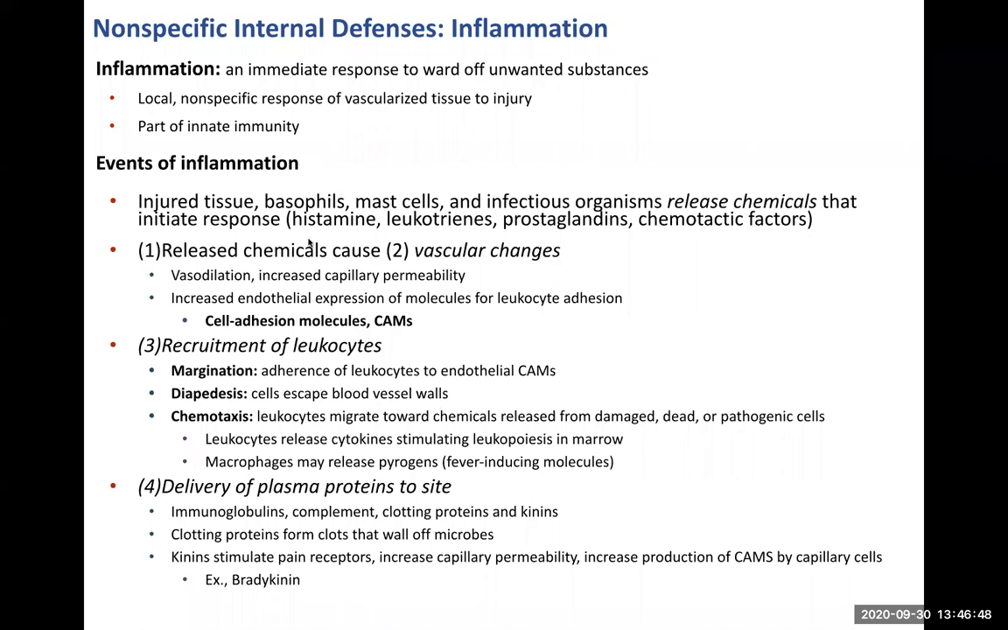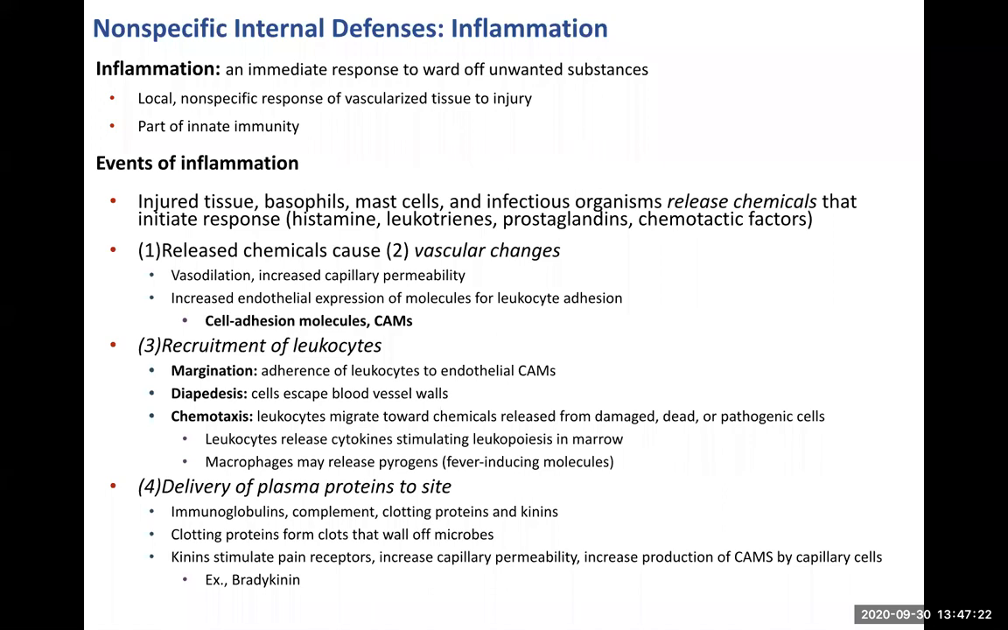Those chemicals include histamine, which we've already discussed, which is what basophils and mast cells release when they degranulate. Other chemicals, such as a group called leukotrienes, prostaglandins, and other factors, all make up these chemicals that are released by cells when they are injured. Cells that become infected also release these chemicals. In response to these chemicals, there are vascular changes that take place.